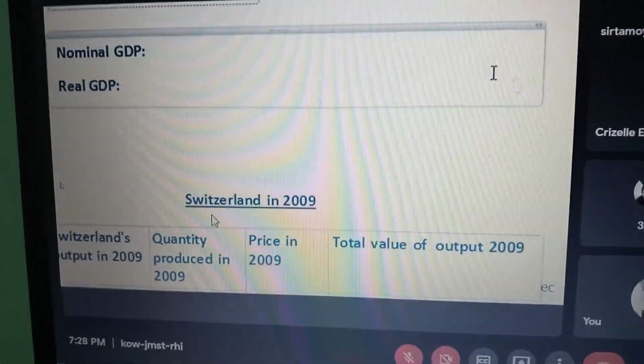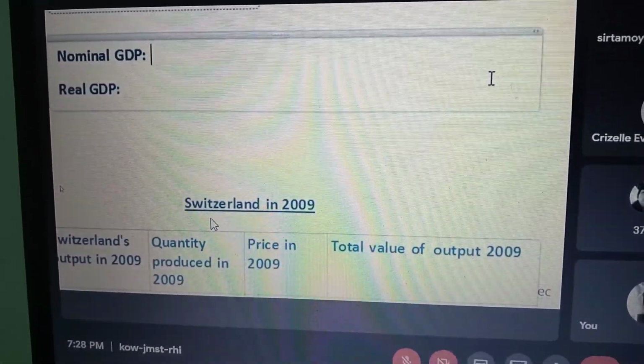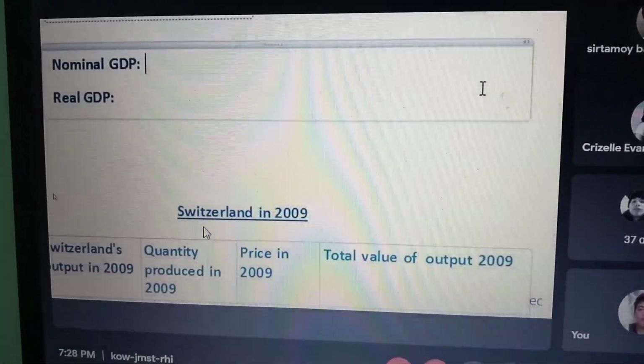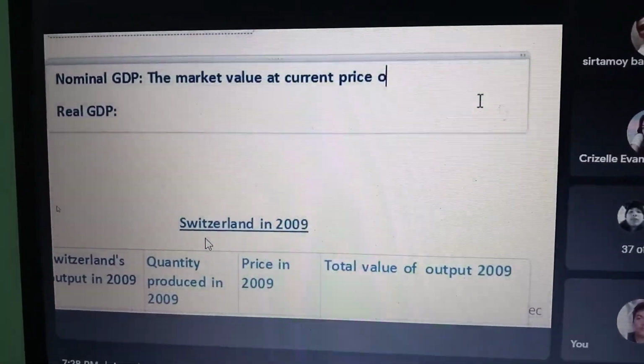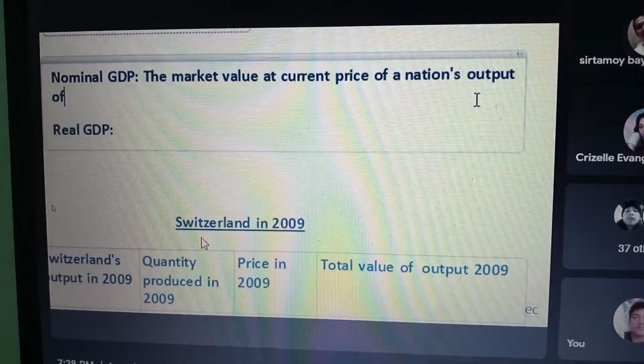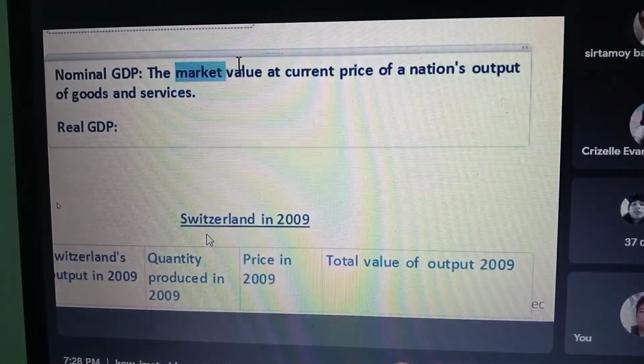GDP is simply the value of a nation's output of goods and services in a particular period of time. The nominal GDP of a nation measures the market value, at current prices, of a nation's output of goods and services. Now, the key word here is the market value.